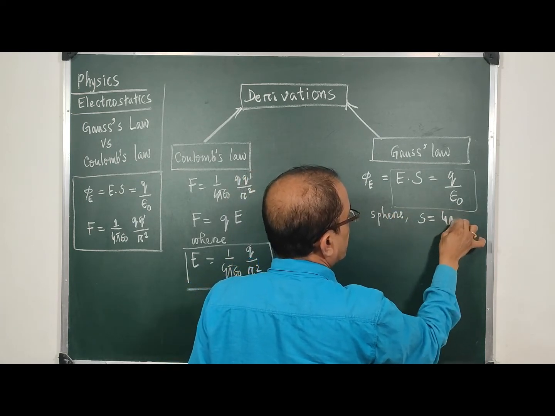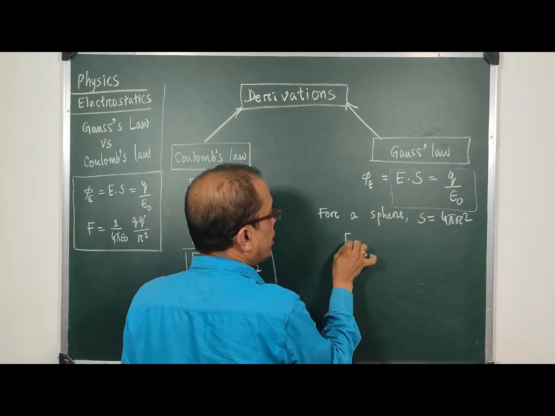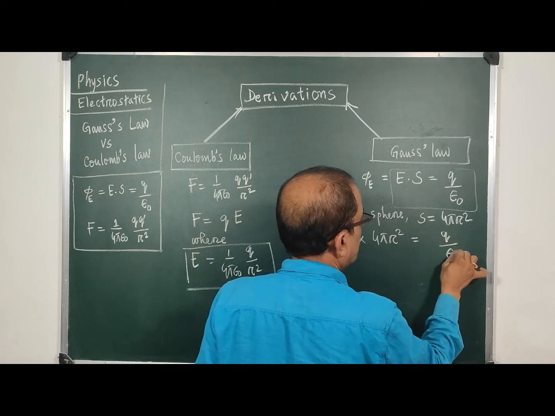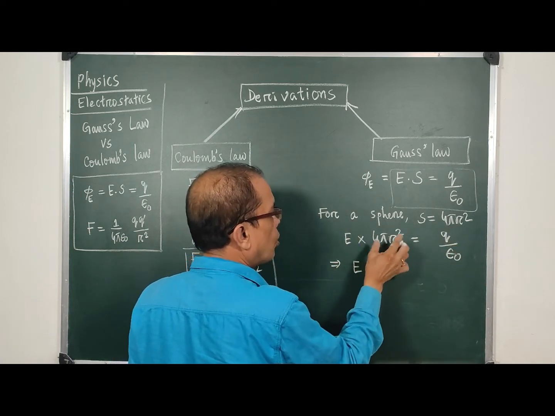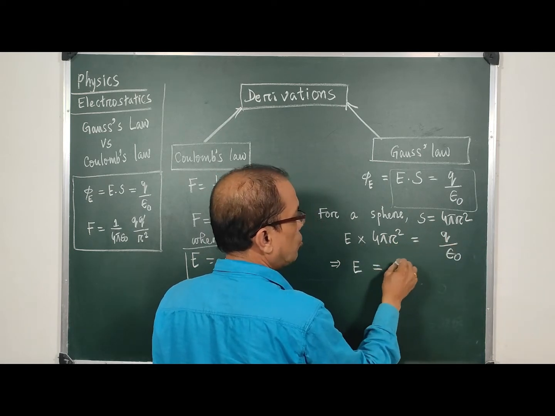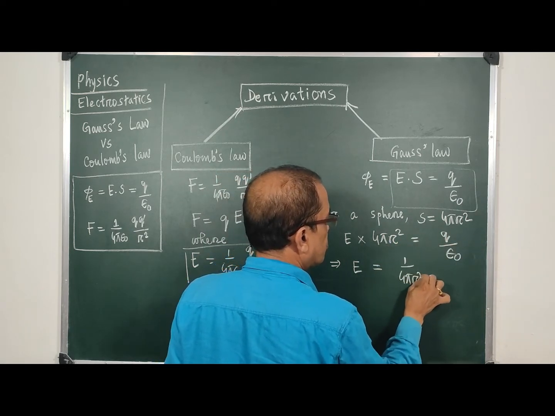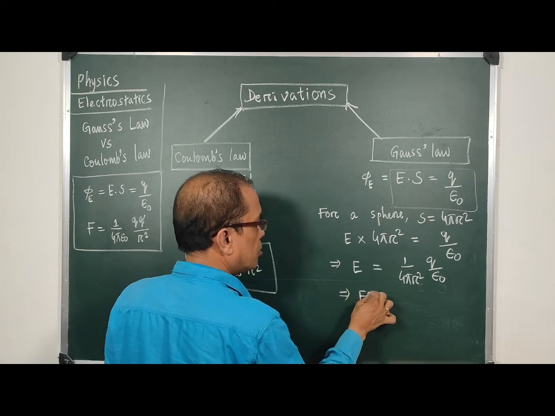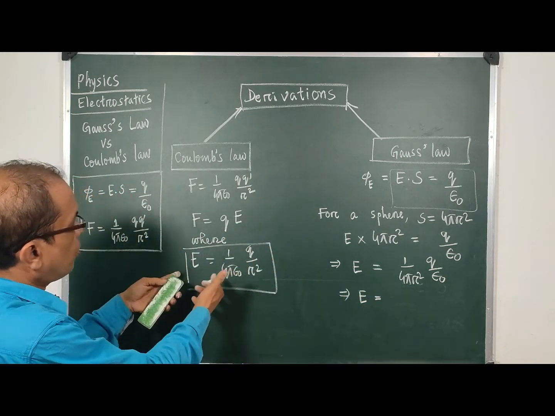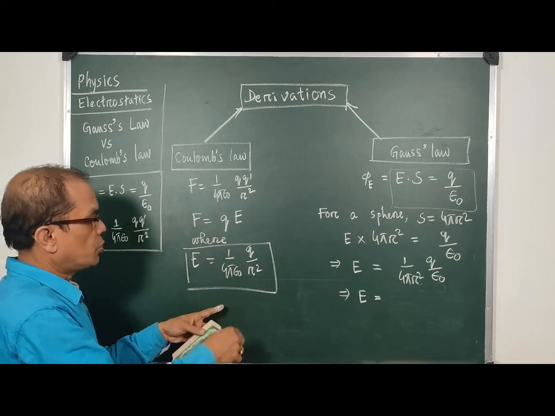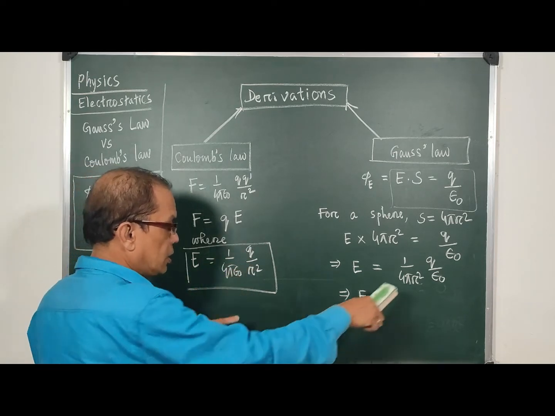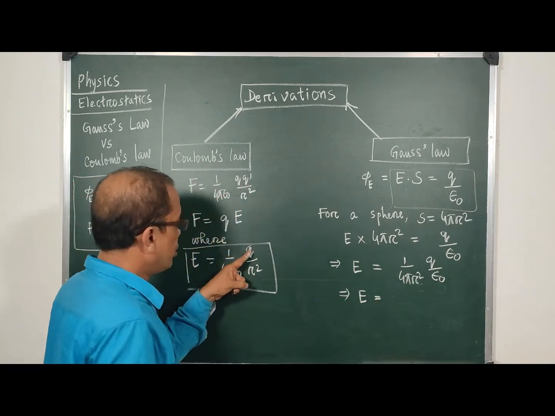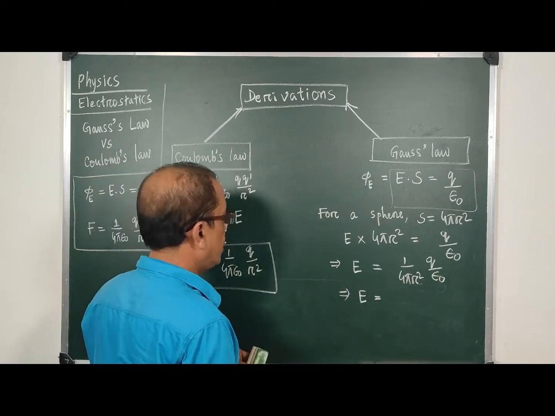S is equal to 4 pi r square. So clearly E into S is E into 4 pi r square. This is equal to q upon epsilon 0. Now what is E? 4 pi r square will be divided on the right hand side. So E will be 1 upon 4 pi r square into q by epsilon 0. Let us reshuffle these parameters, keeping in view the formula of E is equal to 1 by 4 pi epsilon 0 q by r square. Let us look whether this part is included in that. 1 by 4 pi is there, 1 by r square is there, q is there, and epsilon is there.